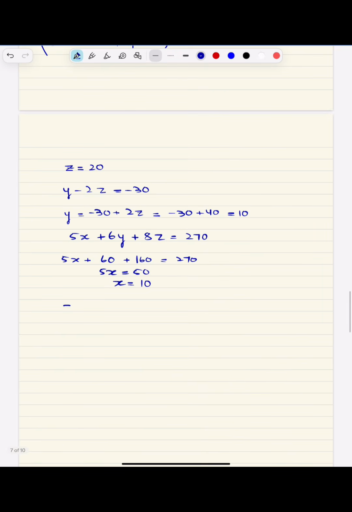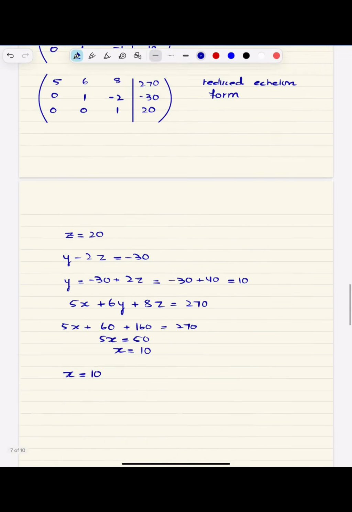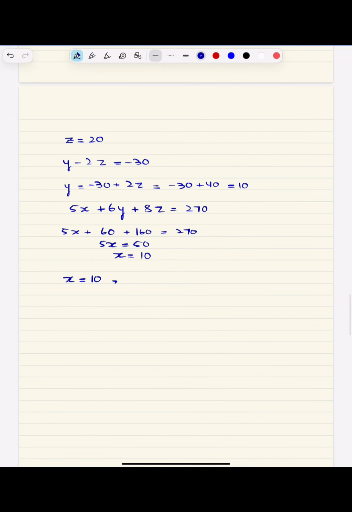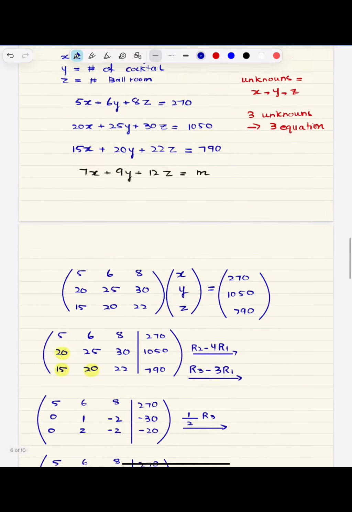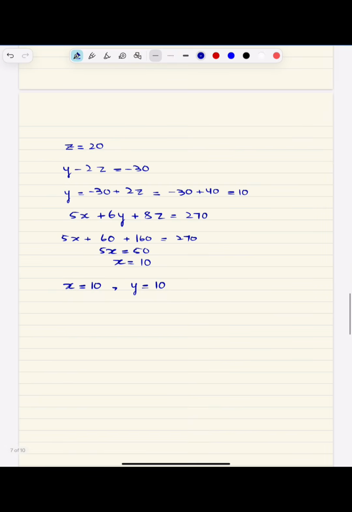So our solution is that they should make, what was x? Okay, so everyday dresses should be 10. What was y? Y was cocktail dresses and z was ballroom dresses. So 20 ballroom dresses.